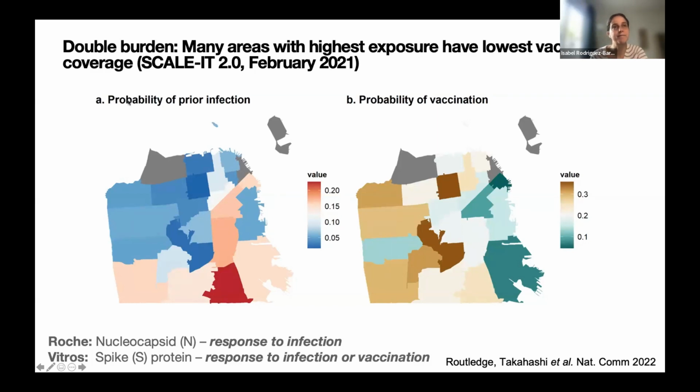And this map shows the model probability of prior infection versus the probability of vaccination. And what was super striking is that early during vaccination, the areas that had the highest attack rates of infection were the same areas that had the lowest probabilities of vaccination. Which I guess was not entirely unexpected, but it's still super striking to see. Unfortunately, these disparities were resolved fast after. The health department really focused on expanding coverage of vaccination, and this was later resolved, but this was striking to see for sure.